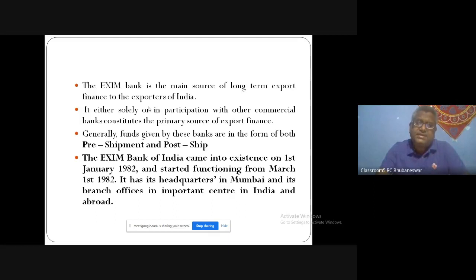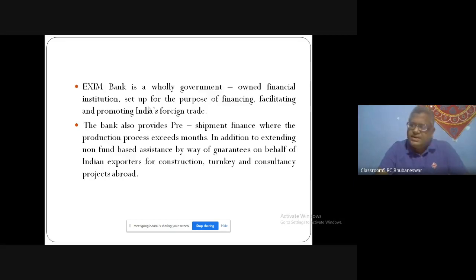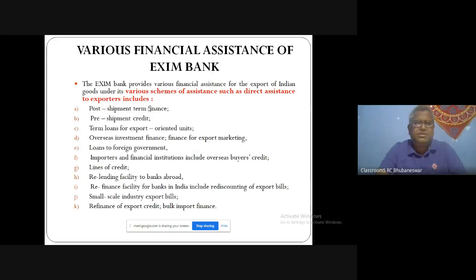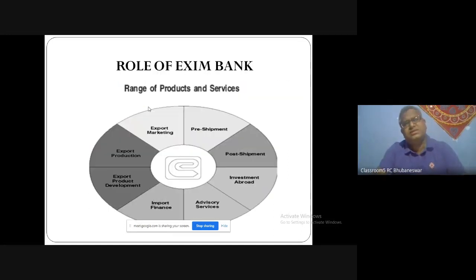But Exim Bank's existence is from 1st March 1982. It is a wholly owned bank. It promotes financing and facilitating, and pre-shipment and post-shipment activities can be done. But there are several types of assistance schemes of the Exim Bank: post-shipment term finance, pre-shipment term loans, export-oriented loans to foreign governments and importers, line of credit, re-lending banks, refinancing facility, small industries export wheels, and refinancing export wheels. These are the ways through which the bank can look into the matter.